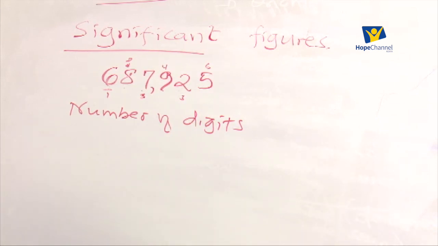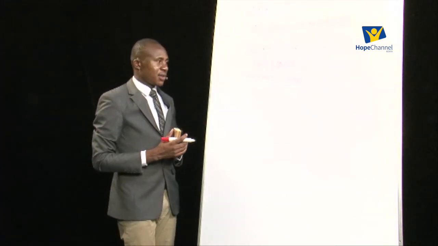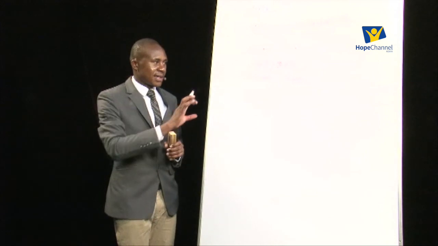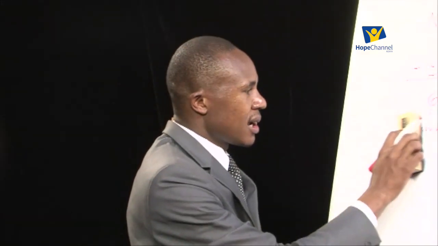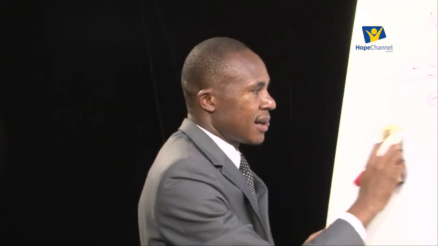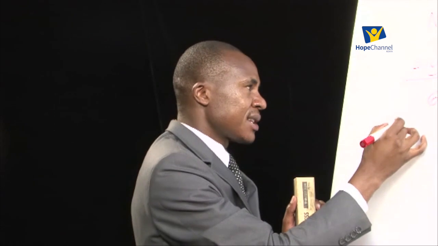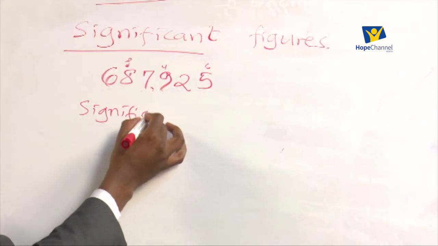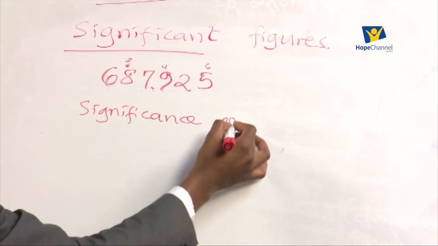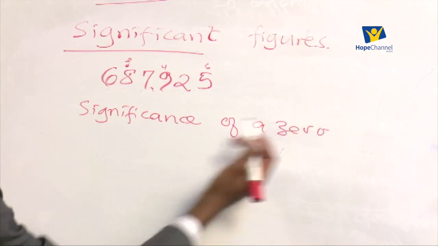Now, when we get the answers from calculations as we did earlier, our expectation will be that you can express the answer to given significant figures. Before we come to that, let me give us the significance of a 0, the significance of a 0 when it is used in a number. That is very important for us to note.